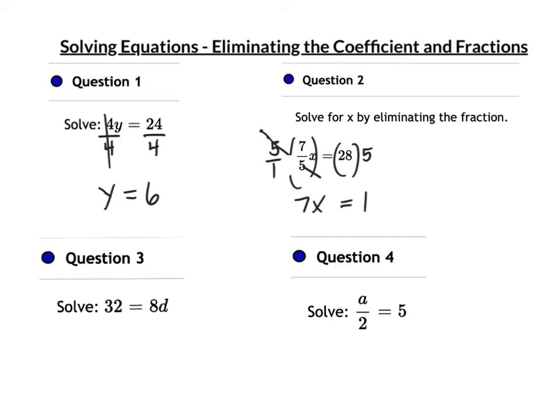Question 2. I need to get rid of division by 5. There's that fraction I want to eliminate. So what I'm going to do to get rid of division by 5 is multiply by 5. Keep in mind this is 5 over 1. It's up top. So there's a 5 above and below. There's a division between them. The 5's cancel. And I'm left with 7x equals 5 times 28 is 140. There's times between the 7 and the x. So I'm going to divide to get rid of that. 140 divided by 7 is 20.